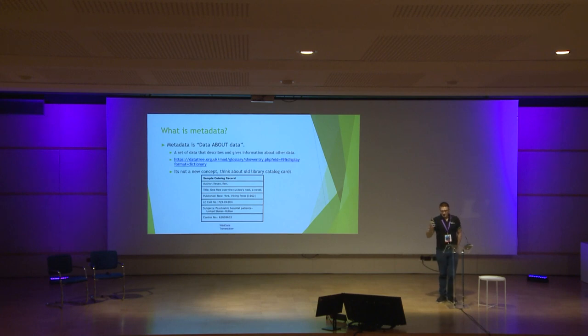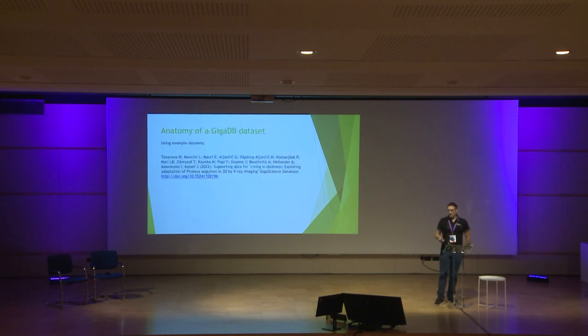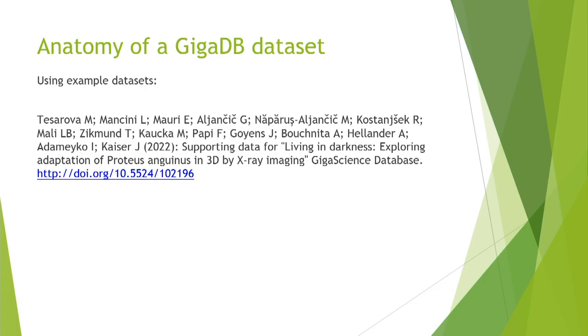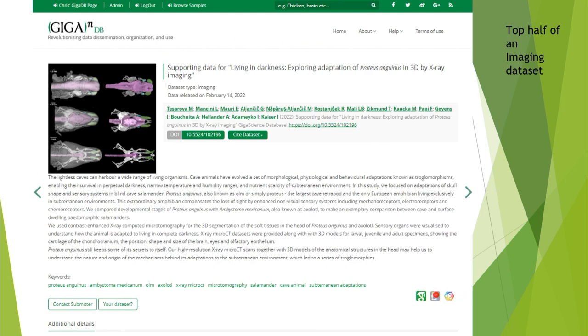So metadata, I think I'd probably skip over this. Everybody knows that metadata is data about data, so we'll move on from that. I just want to give you an anatomy of what the GigaDB dataset looks like. This is just a citation of the dataset that I'll be looking at, so you can see we make things citable as a dataset itself. And this is a screenshot of the top half of our dataset page.